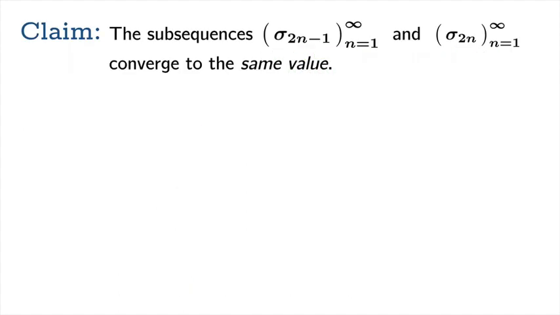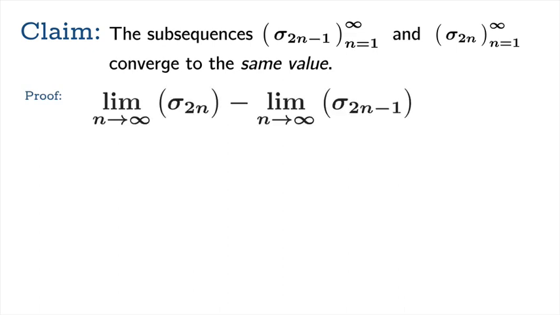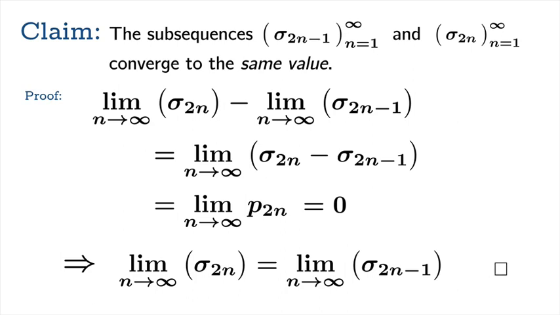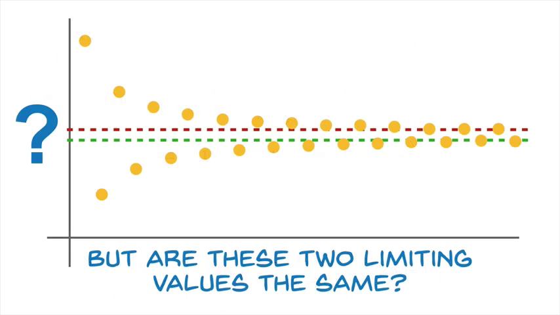So the claim here is that the limiting value of the odd partial sums and the even partial sums agree with each other. They converge to the same value. So the proof is just to look at the difference of these two limits, apply the limit law that allows us to take the limit of the difference here, and notice that we're just taking successive partial sums, so the difference is just the term, but we know that the sequence of a_n converges to 0, and that just tells us that those original two limiting values are actually the same. So there's the proof of our claim. And so this diagram we can resolve. There's actually a single common limiting value.